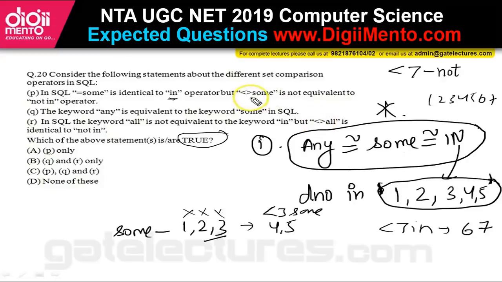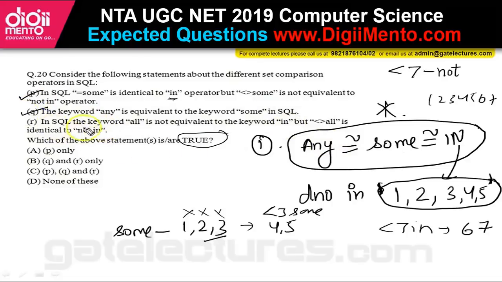Here, some is, let's say, 1, 2, 3 in this set, and so not some, the values which are not in some, will be 4 and 5 obviously. In is like a set of values, let's say 1, 2, 3, 4, 5, so the not in operator means all the values other than this, so 6 and 7. These are not equivalent, so that's why P is right. The second statement is the keyword any is equivalent to the keyword some. I have just shown you, so Q is also right here.